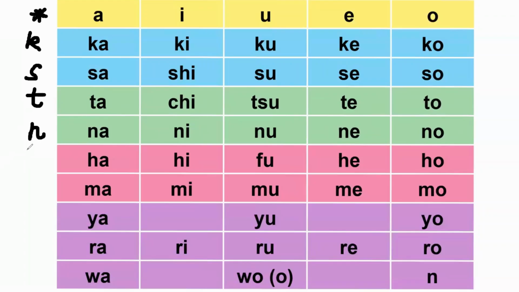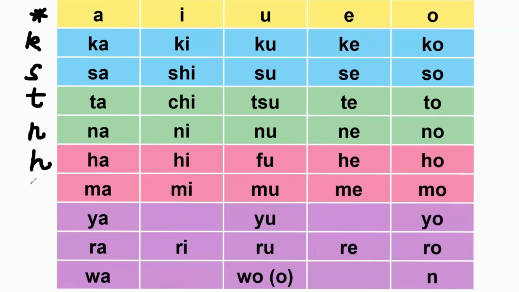If you come to the next row, which is the H row, the sounds are Ha, Hi, and the third one is an exception. It's not Hu but pronounced as Fu. F-U, Fu. The next ones are He and Ho. So the sounds of the H row are Ha, Hi, Fu, He, Ho.